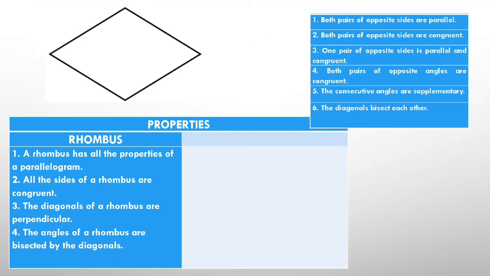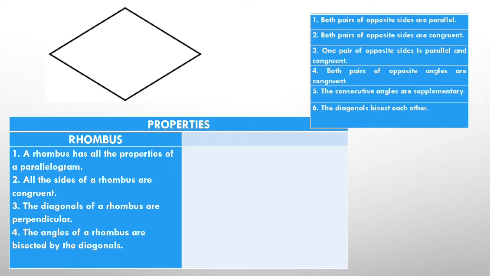So now we have the rhombus. So rhombus, we have the properties of rhombus, which are: a rhombus has all the properties of a parallelogram. All sides of a rhombus are congruent. The diagonals of a rhombus are perpendicular. And the angles of a rhombus are bisected by the diagonals. Okay? Sige. Let's start with number 1.